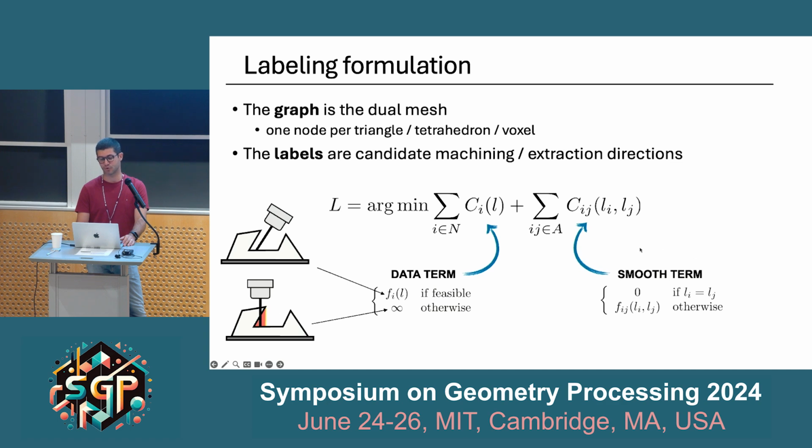On the other hand, you have the smoothing term, which is typically 0 if you are assigning the same label to two adjacent elements in your mesh, and it's going to be some other function otherwise. So this is a regularization term in which you want to weight essentially how many blocks you have in your decomposition and the extent of the boundaries of the decomposition. The more this dominates, the fewer boundaries you will have in your decomposition. This is the flavor of the balance between the two terms.